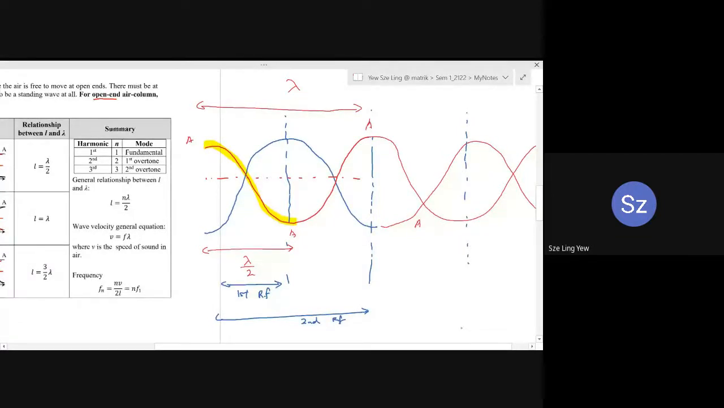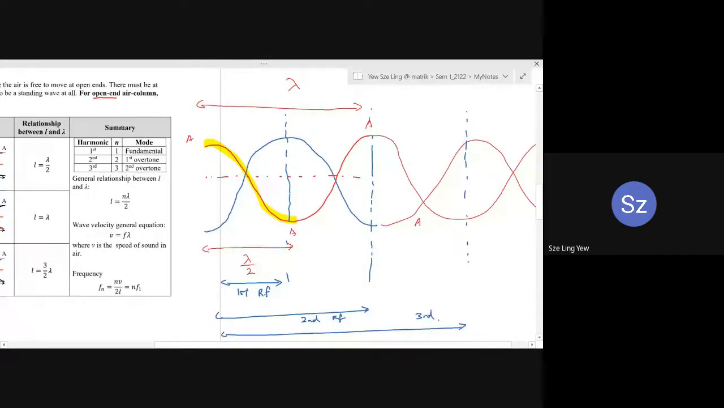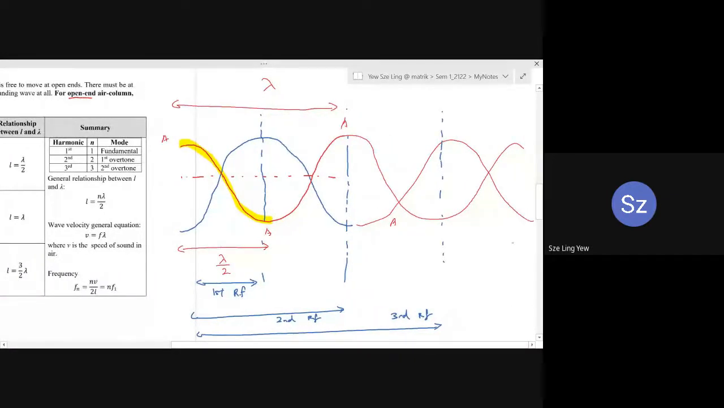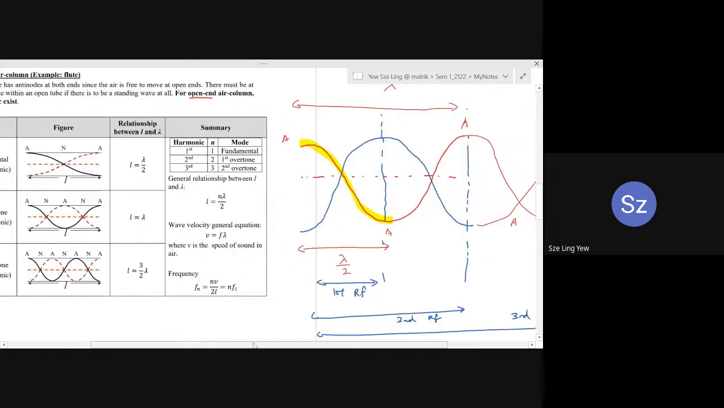And then a third resonant frequency, and then it will just keep going on. So for an air column, actually you can have a lot of resonant frequencies. It depends on the lengths that you're looking at. Different lengths, okay, you will have different resonant frequencies.